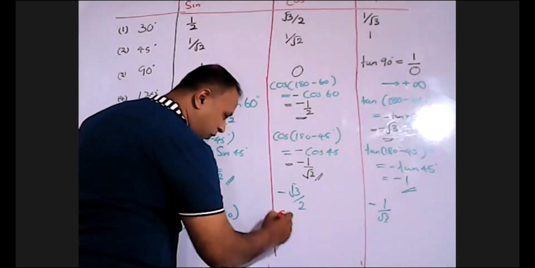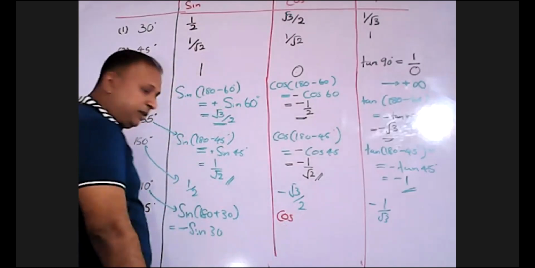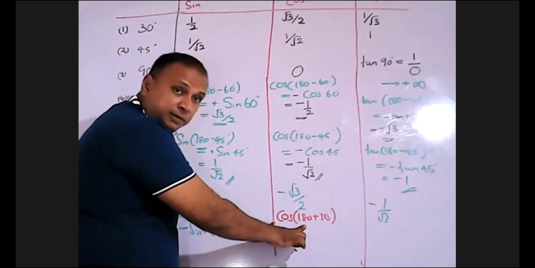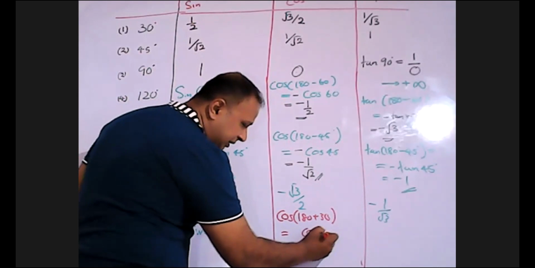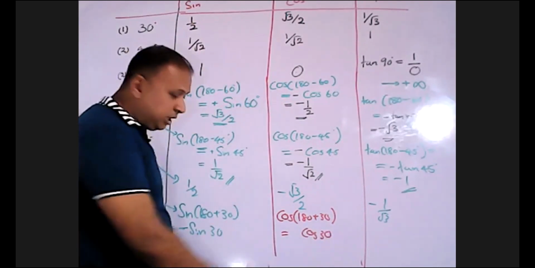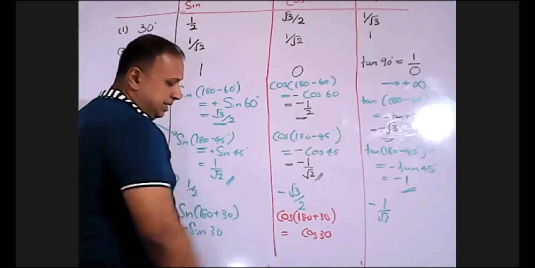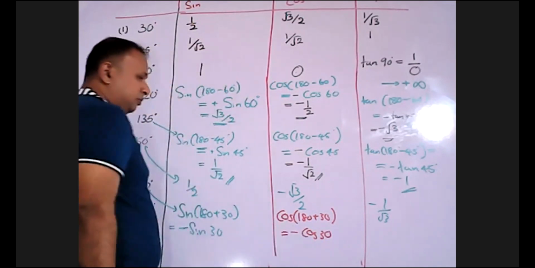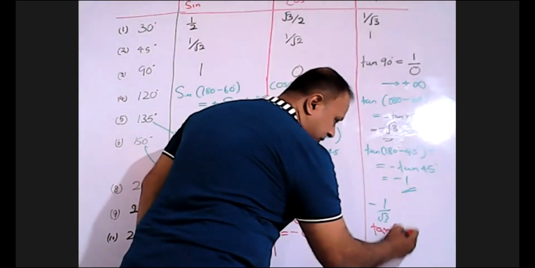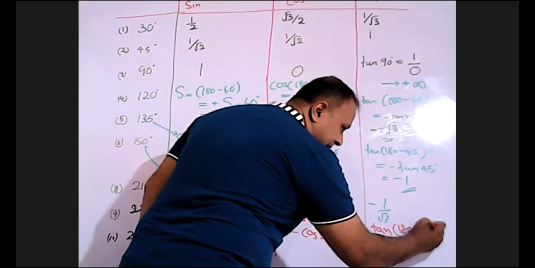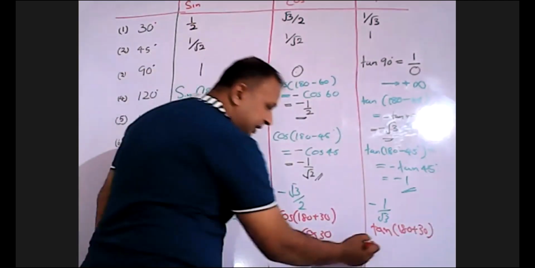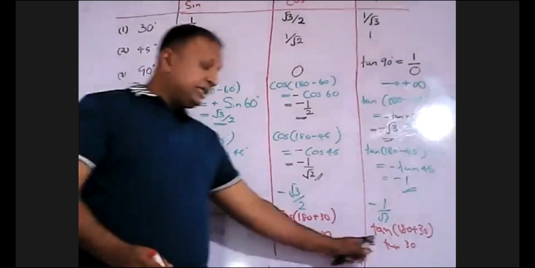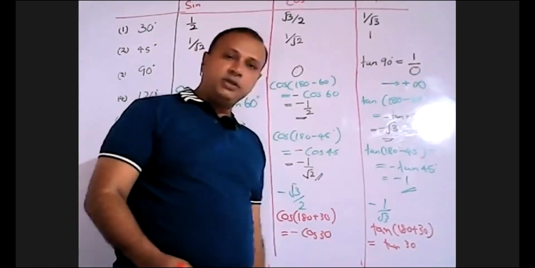Then cos 210 can be written as cos of 180 plus 30. As this is an even multiplication, I can write it as cos 30. Then you can determine the positive or negativeness of this value. As this is a third quadrant angle, cos values are negative. Then tan. Tan 210 can be written as tan of 180 plus 30. That means tan 30. In the third quadrant, tan values are positive. Therefore, this is a positive value.